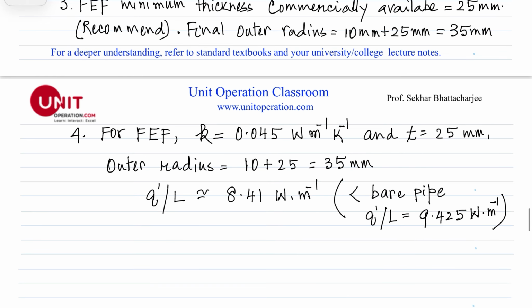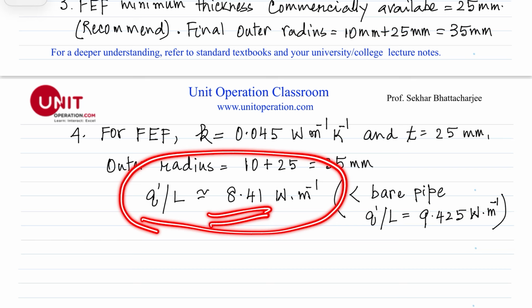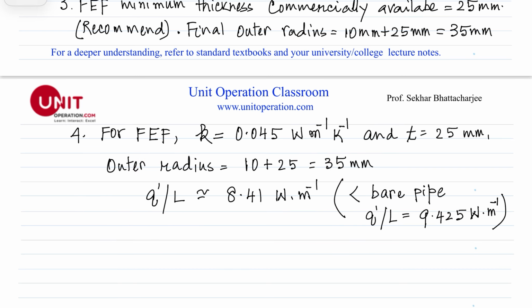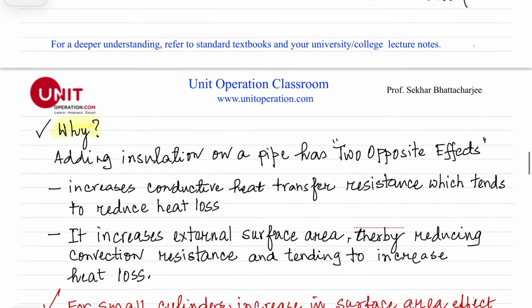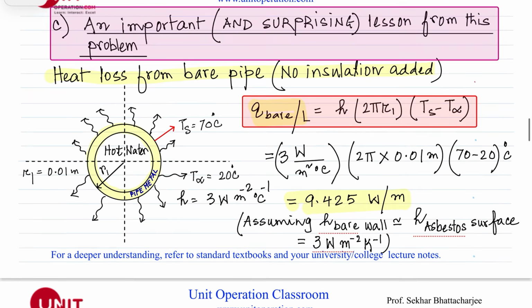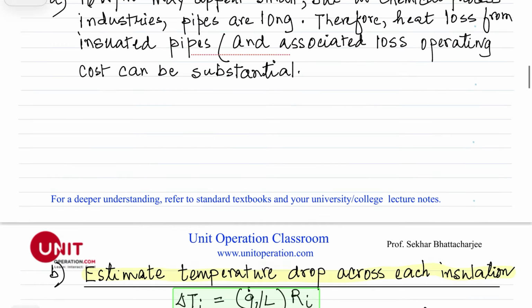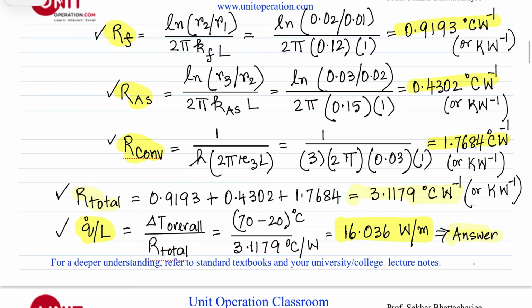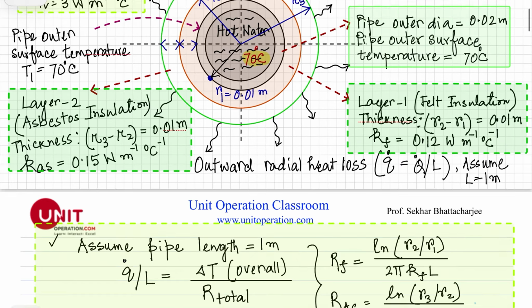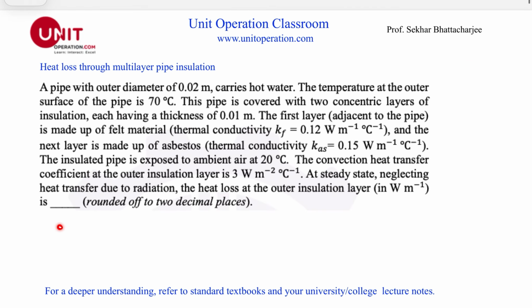For this one, as you can see, these are the values, so 35 mm. In that case, if we do the calculation, you will see that the rate of heat loss is 8.41 watt per meter, whereas for the bare pipe, it's 9.425 watt per meter. So these are just additional points. For the solution of this problem, the answer is 16.026 watt per meter. That is the final answer. So this value is 16.04 watt per meter.